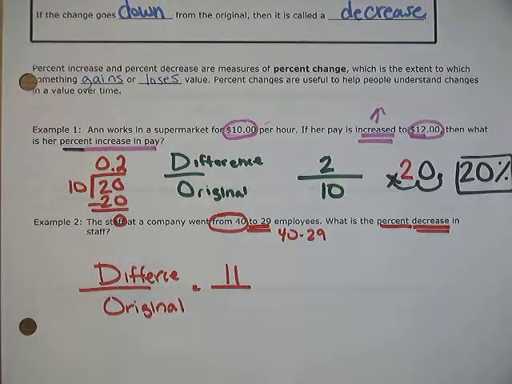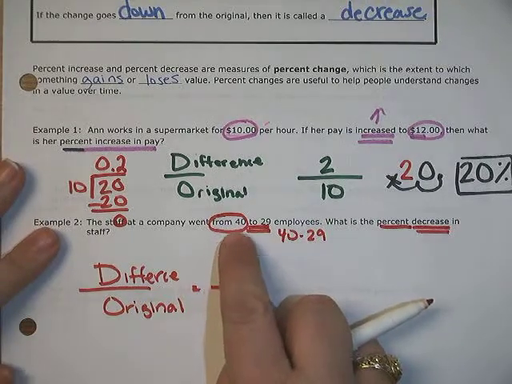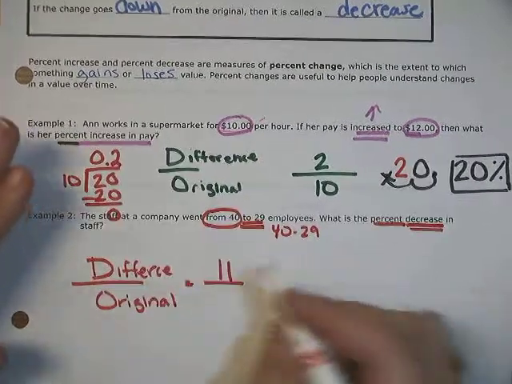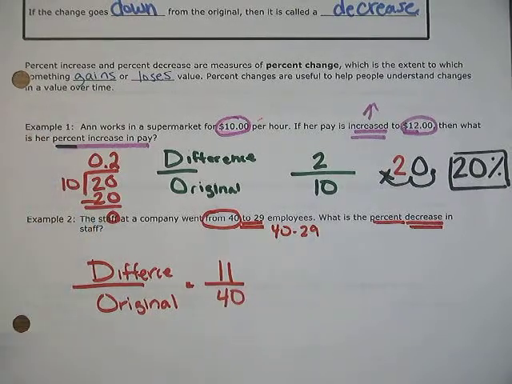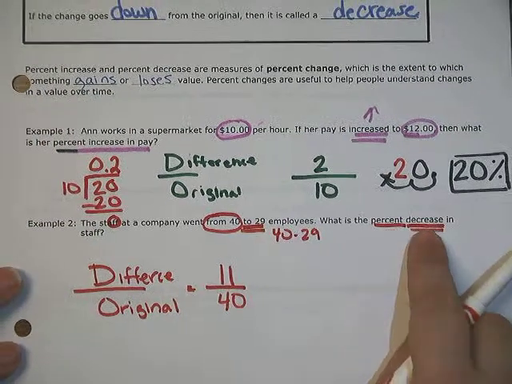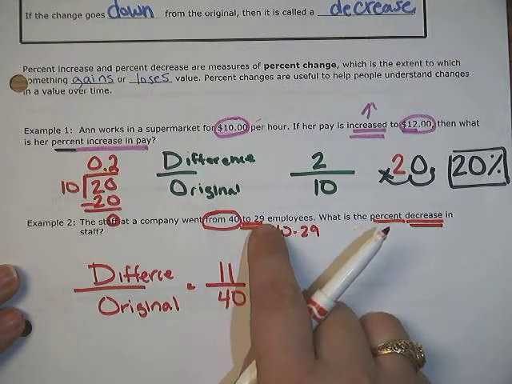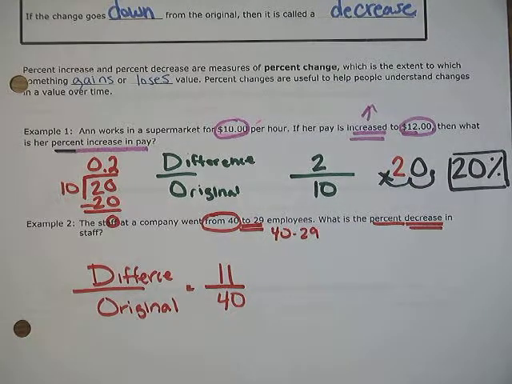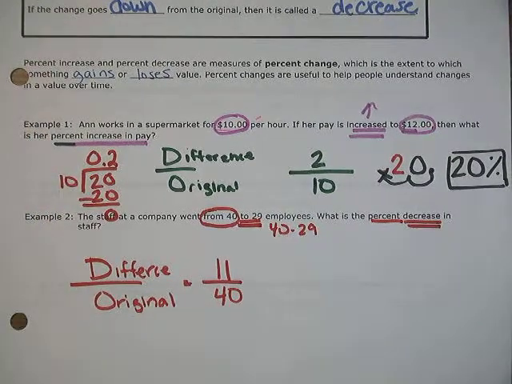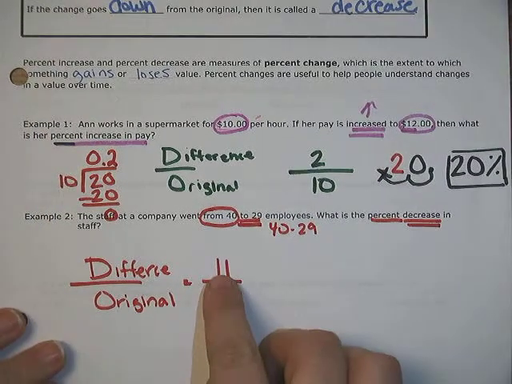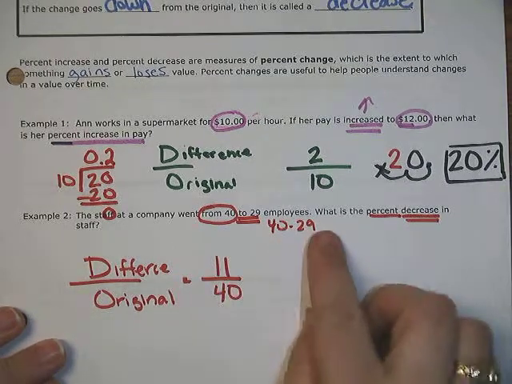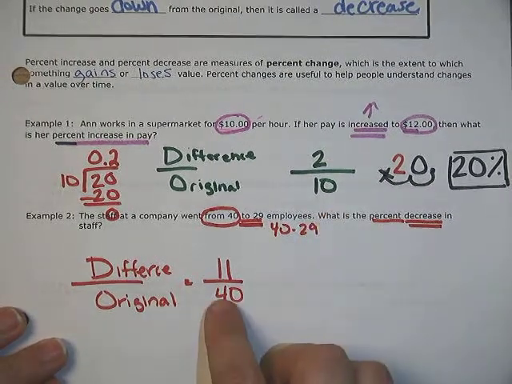Okay, the difference between these two numbers, the difference I subtract, and I know the difference is 11. Now I have to figure out which one of these numbers is the original. Well, it says it went from 40, so 40 must be my original. Another hint is that I know that this percent was decreased. So I know that this number was the original because the other number went down. So I'm looking for the number I started with.